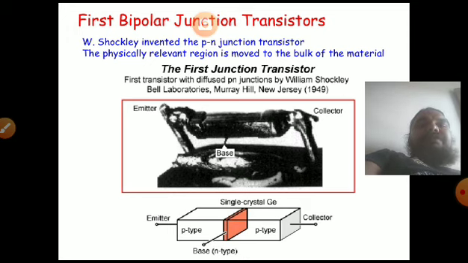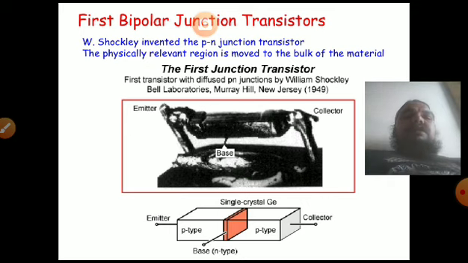This is the basic diagram of the first bipolar junction transistor. Where is the N-type semiconductor? This is germanium single crystal. This is the emitter and the collector, P-type semiconductor, N-type semiconductor, and P-type semiconductor, with two P-type semiconductors sandwiching one N-type semiconductor.